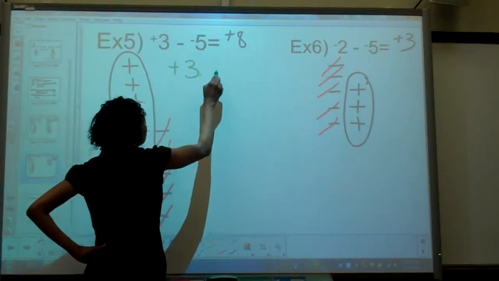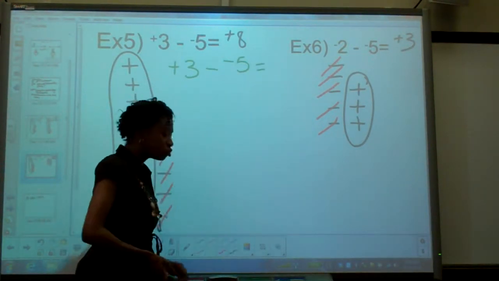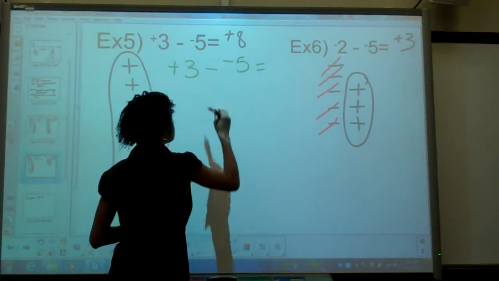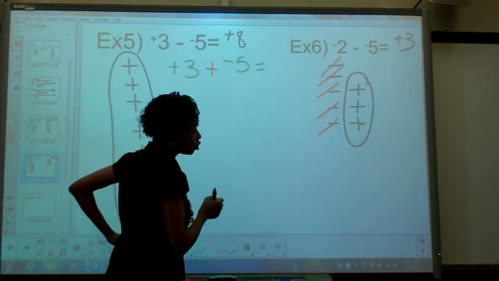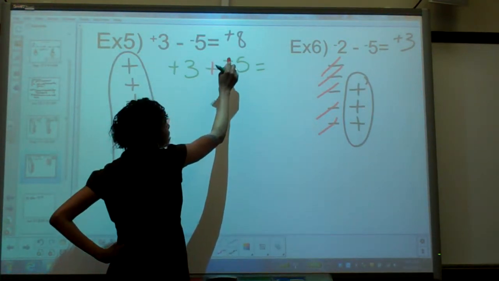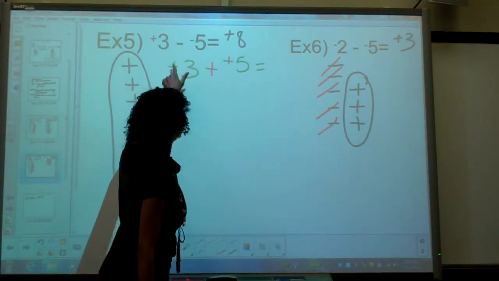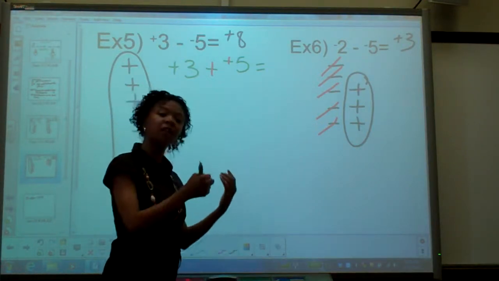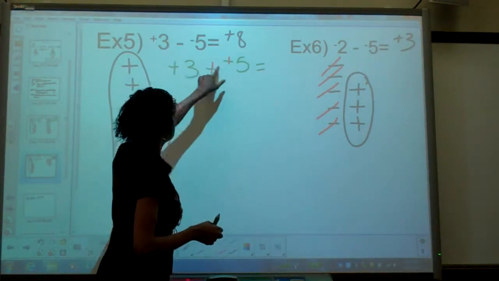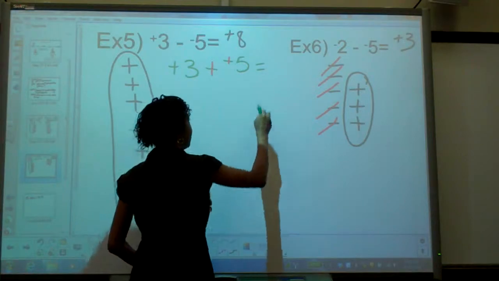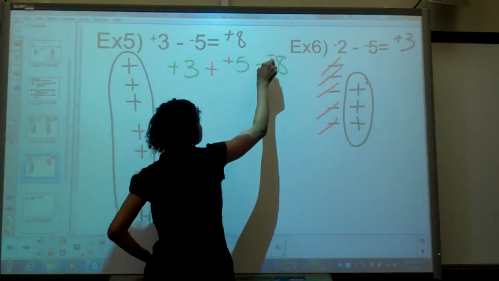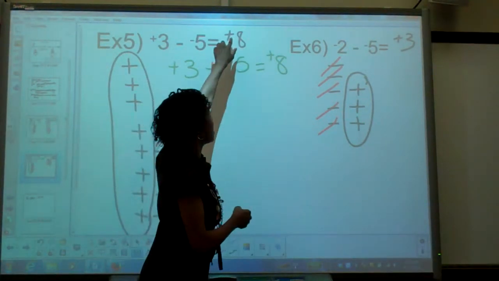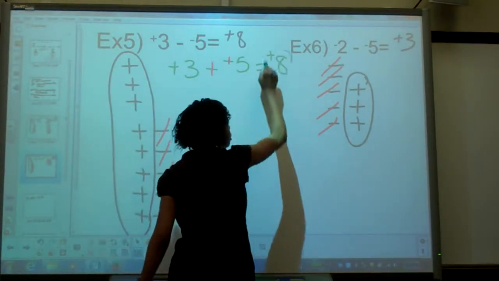Positive 3 minus a negative 5. What happens when we're subtracting integers? We want to change it from subtraction to addition, change the charge to the opposite. It was negative, it becomes positive 5. Now I'm looking at the charges. They're the same. What was the rule when we added integers? I follow the rules for adding integers. 3 plus 5 is going to be an 8. And my 8 is positive because both the numbers are positive. And that's exactly what we got when we did all these charges here.